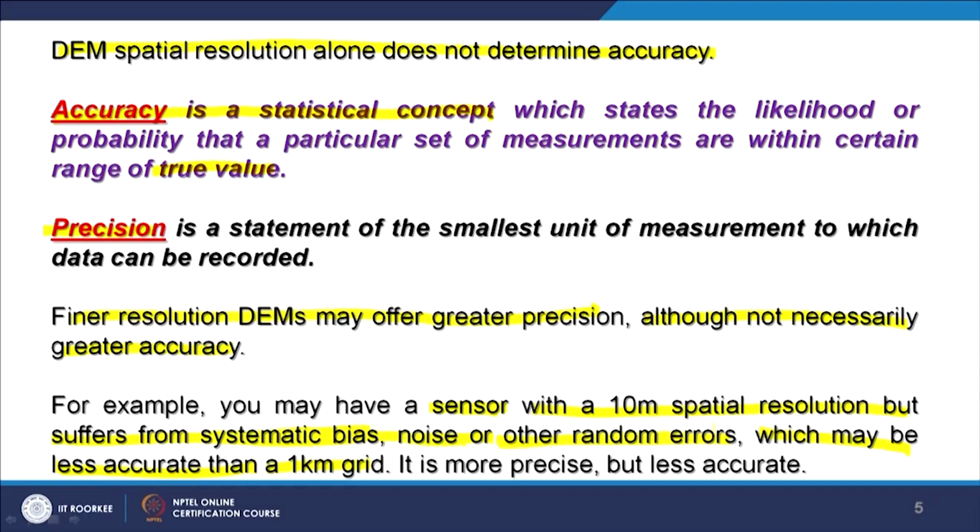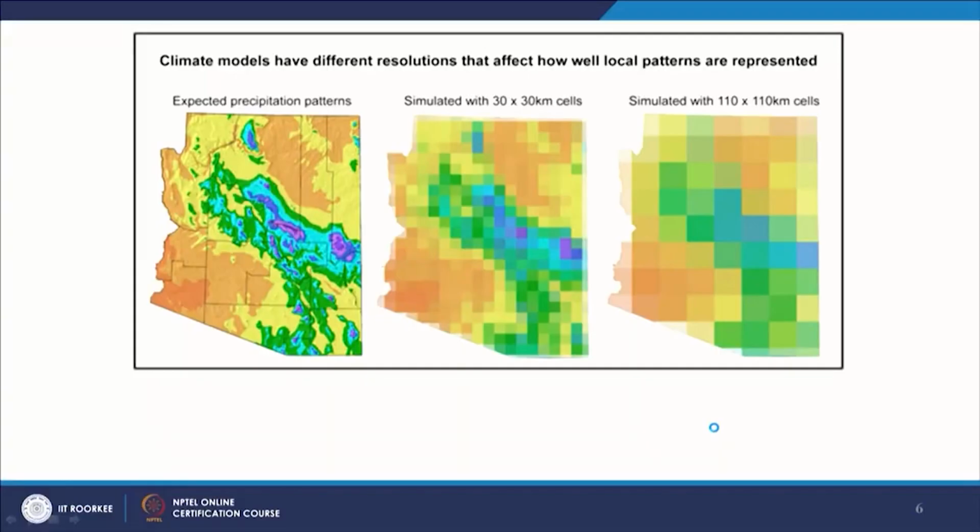And if I use that data to generate a digital elevation model, I may not have that kind of accuracy as compared to data which has been acquired by a very stable platform, though spatial resolution might be relatively coarser. Examples: how do you feel about high spatial resolution or low spatial resolution?